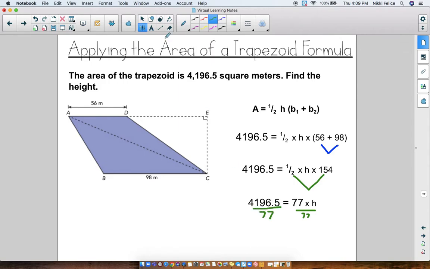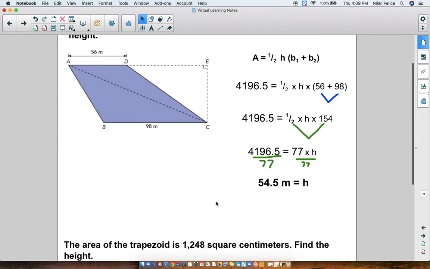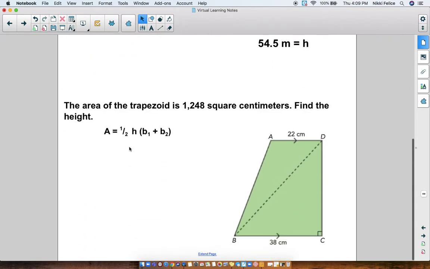4,196.5 divided by 77. And we get 54.5. So the height h equals 54.5 meters. That's what the M stands for. 54.5 meters is my height. Of course, you could check to make sure your answer is right by plugging it back in the original formula to make sure you get your area. Okay? So let's do another one together.